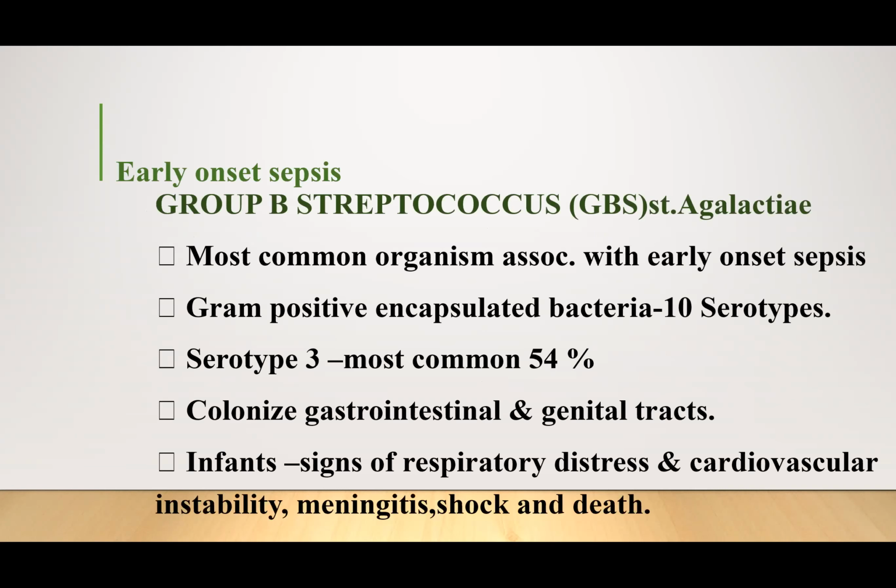Group B streptococci, or Streptococcus agalactiae, is the most common organism associated with early onset sepsis. It is a gram-positive encapsulated bacterium with many serotypes, about 10. Serotype 3 is the most common. Colonization is the most important. This organism can colonize the gastrointestinal and genital tract. The infection in the infant can cause respiratory distress, cardiovascular instability, meningitis, shock, and even death.